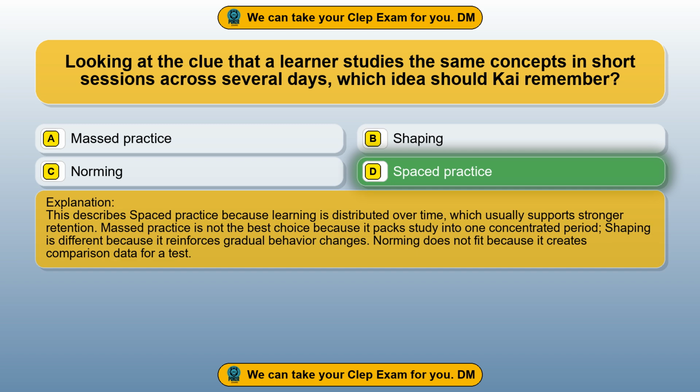This describes spaced practice because learning is distributed over time, which usually supports stronger retention. Massed practice is not the best choice because it packs study into one concentrated period. Shaping is different because it reinforces gradual behavior changes. Norming does not fit because it creates comparison data for a test.